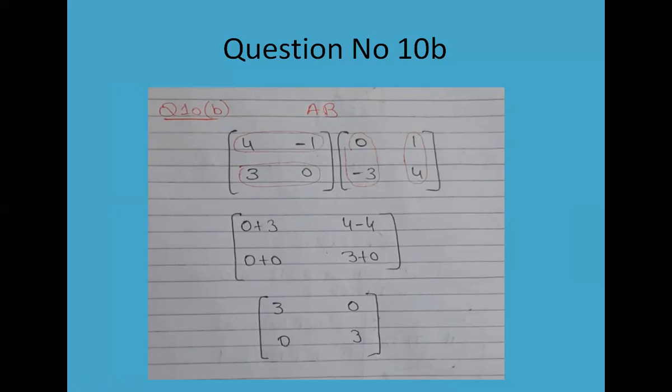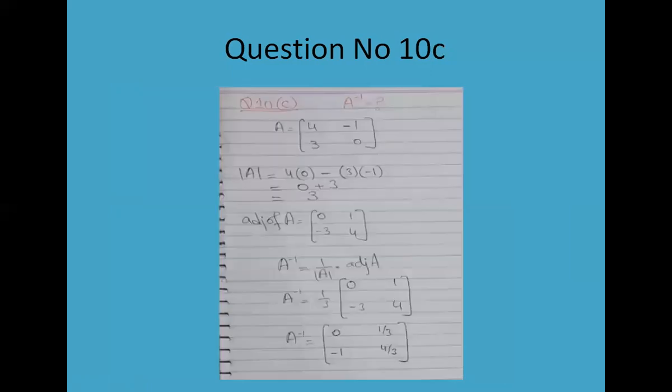Hopefully you understand. Okay. So question number 10 and its C part is showing up on the screen here. A matrix A is given and they want us to find the inverse of that matrix, A inverse. So this is the matrix A, which is 4, -1, 3, and 0.